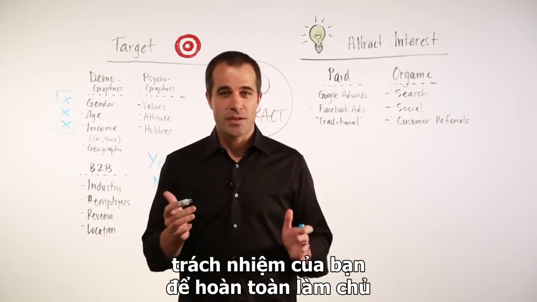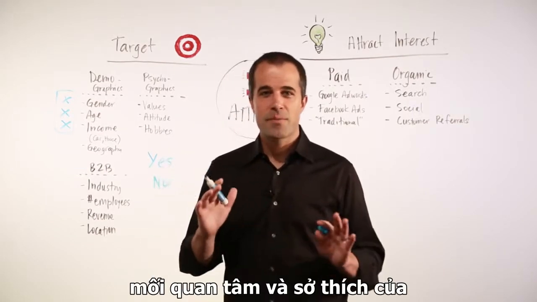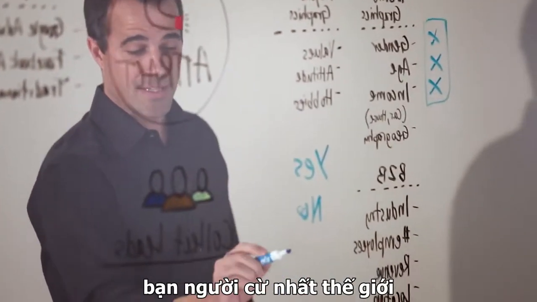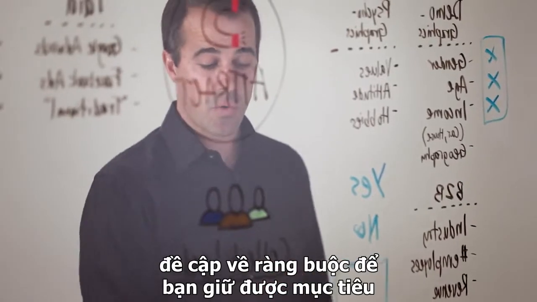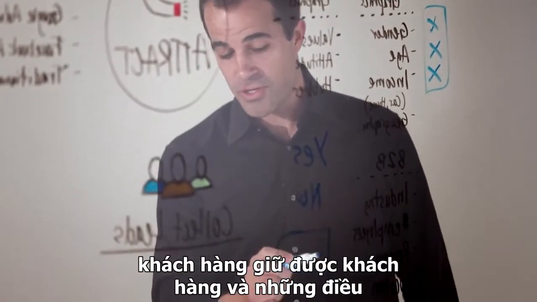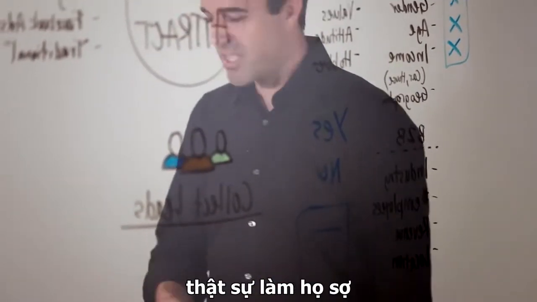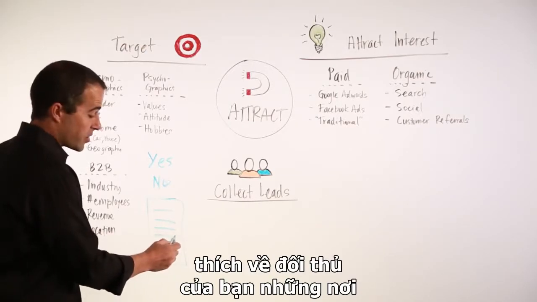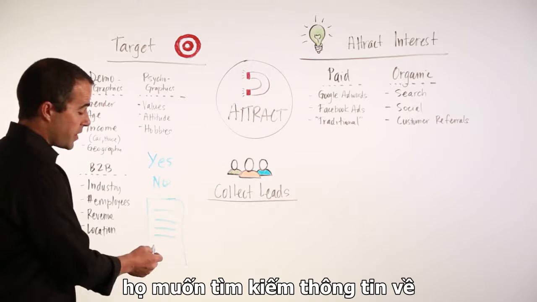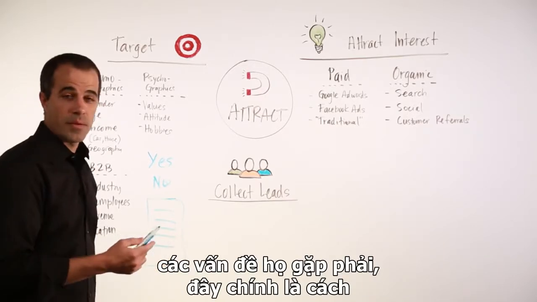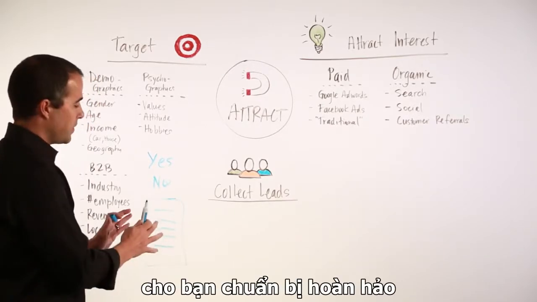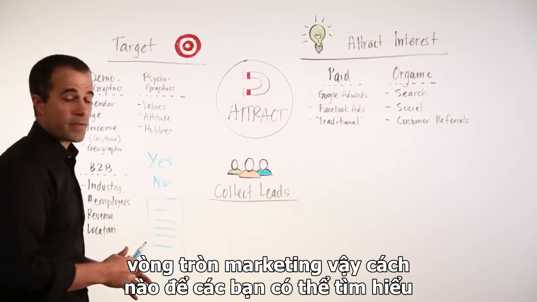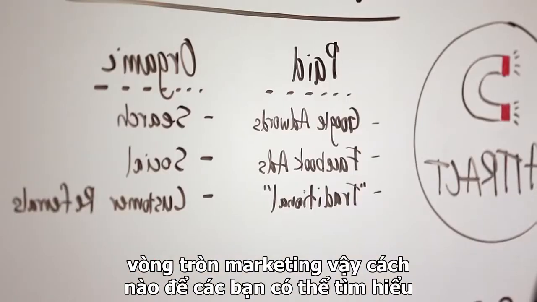And once you have the target identified, it's your responsibility to be the absolute master of the interests and concerns of those people. What that means is you've got to be the best in the world at knowing what keeps your target customer up at night. What are the things that really frustrate them? What are the things that they like? What do they not like about your competitors, right? Where do they go to find information about the problems that they have? And this gives you the perfect setup for being able to continue in the attract phase of lifecycle marketing.